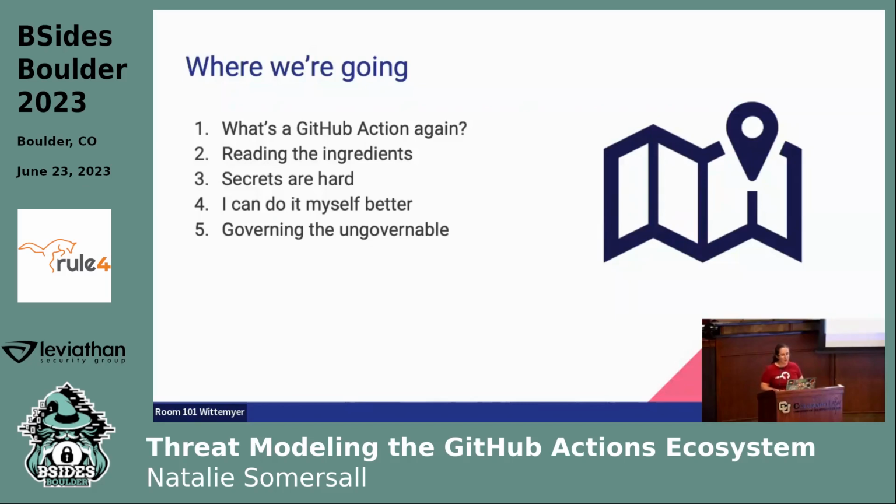We're going to talk about what happens when you do it yourself. Your threat model is going to change drastically based on whether you're using GitHub's hosted compute versus hosting your own compute. You can bring your own compute to GitHub Actions. We don't care. That's totally fine. We support it 10,000%. But it does change your model. And then we're going to talk a little bit about governing the ungovernable, or how to manage this at an enterprise scale.